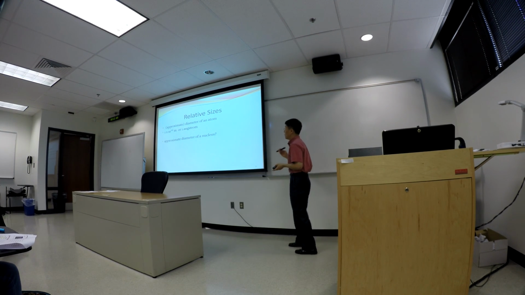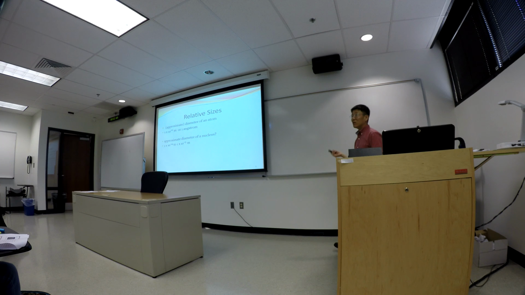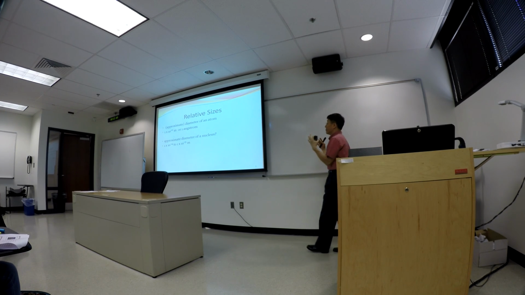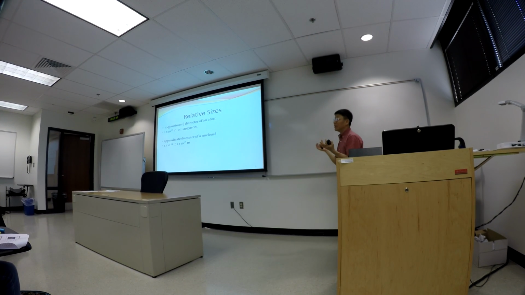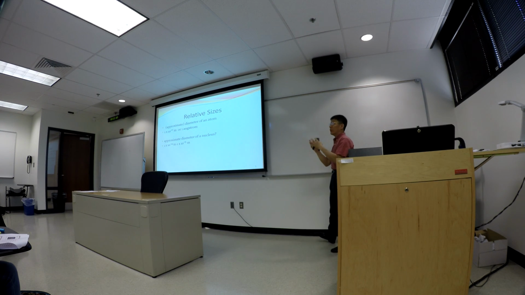Okay, so the approximate diameter of the nucleus compared to the size of the atom is 1 times 10 to the negative 14 to negative 15 meter. So you can say the size of the atom is about 10,000 times bigger than the size of the nucleus. So what can you conclude based on that? Well, the size of the atom is much bigger compared to the size of the nucleus.